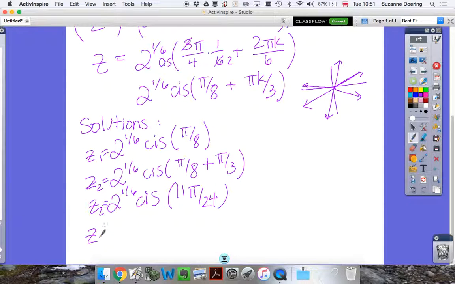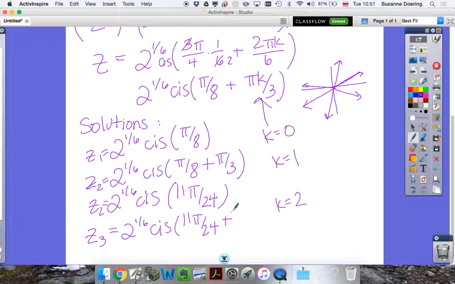For our third solution, we just keep adding pi over 3. Or equivalently, back up in our k notation, we're taking k equals 0, k equals 1, k equals 2. So now we have 11 pi over 24 plus another pi over 3, and that's 19 pi over 24. And we can continue in this fashion to get all 6 solutions.